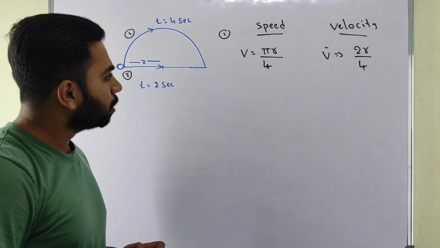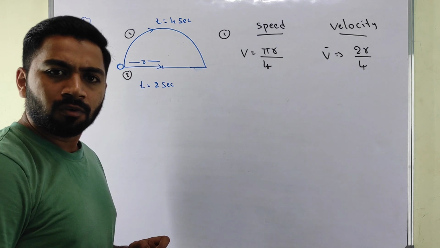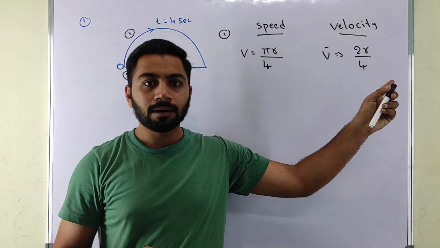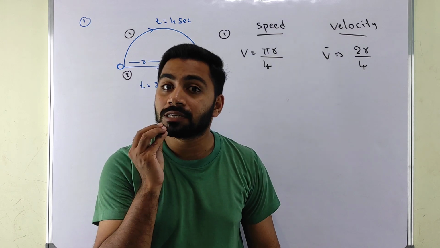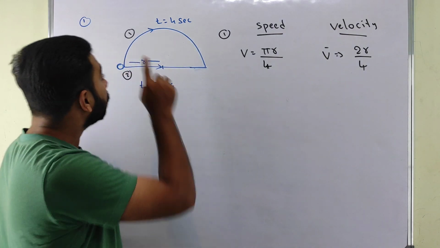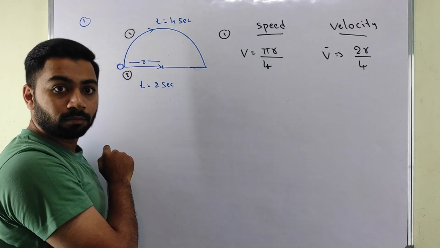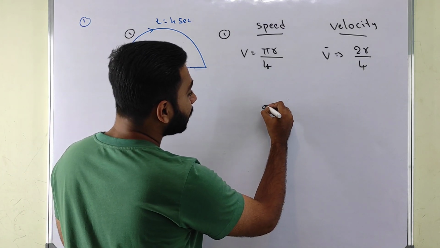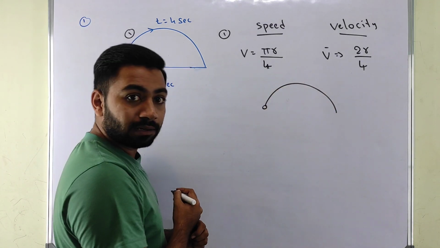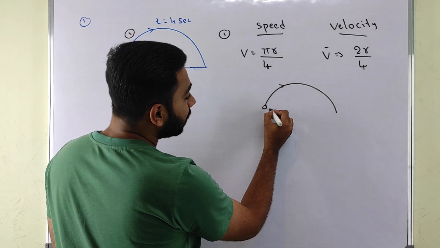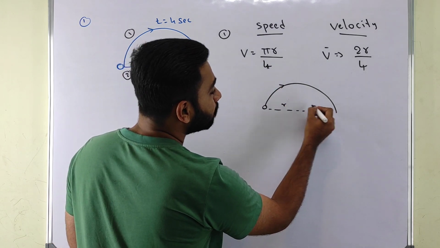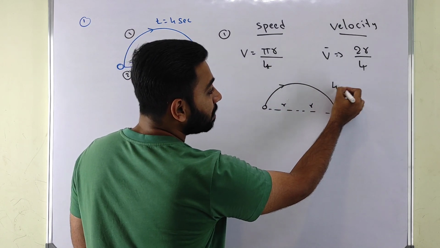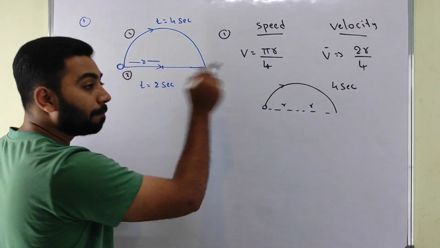Sir, 2r. Okay, sir, 2r correct. But why 4? Here 2 must come, right? See clearly, I am talking about the first particle only. When I talk about the first particle only, then I will take only this part. Then this is our arc length, this is our distance. So here time is 4 seconds for A part.